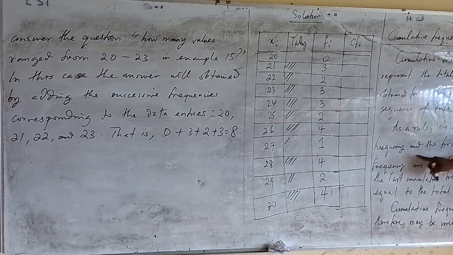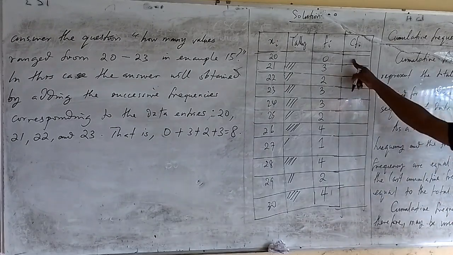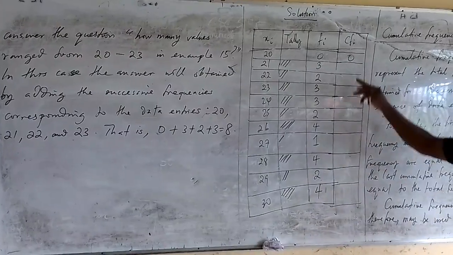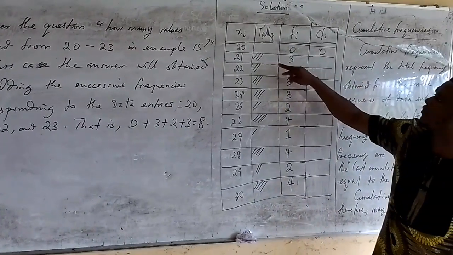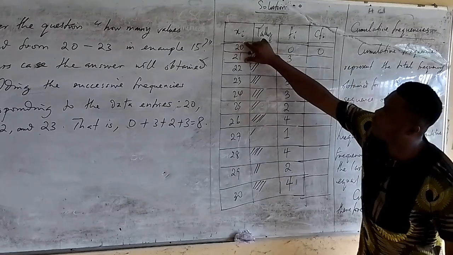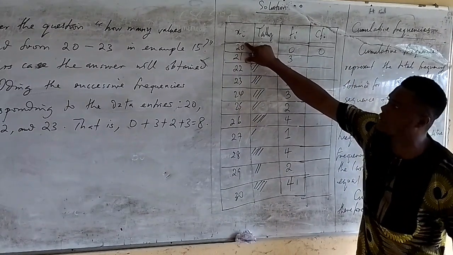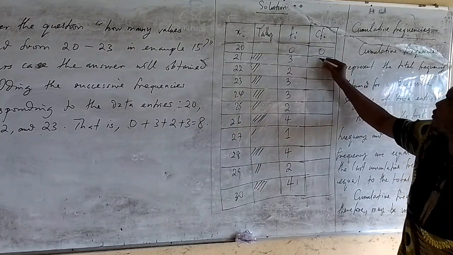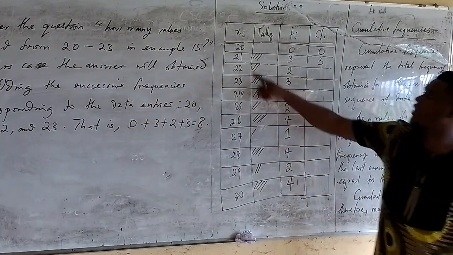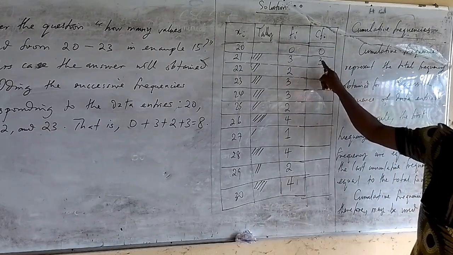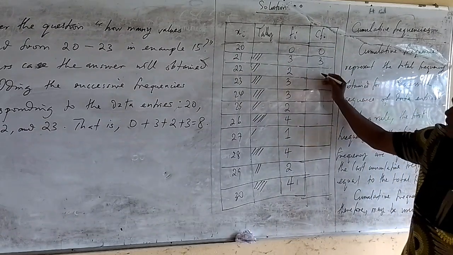As a rule, the first frequency and the first cumulative frequency are what? So what would I put here? 0. You understand me now? For the next cumulative frequency, the question we are trying to answer is: how many range from 20 to 21? It will be 0 plus what? 3. So this will be 3. How many range from 20 to 22? It will be 0 plus 3 plus 2, which is the same thing as 3 plus 2. You see, 5.